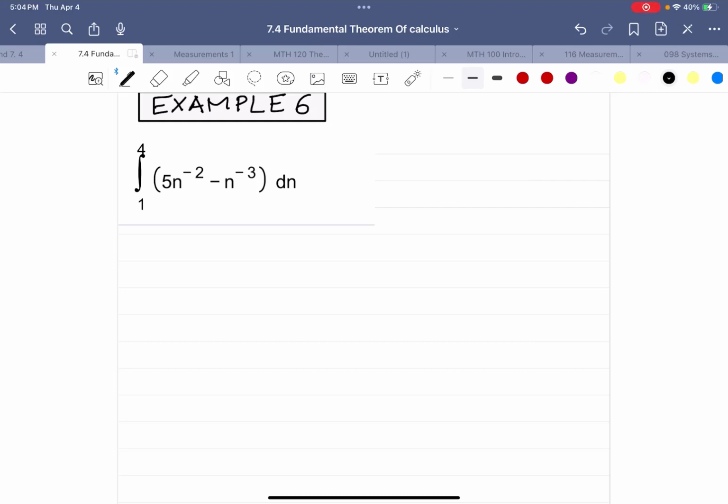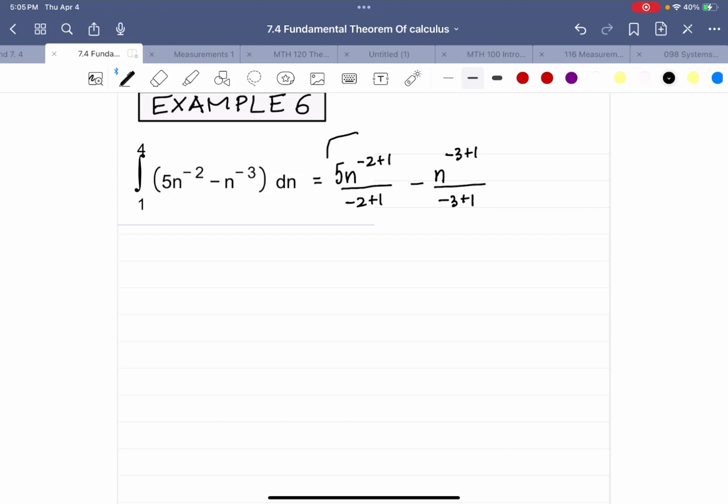Example 6. We're going to evaluate the definite integral from 1 to 4 of 5n to the negative 2 minus n to the negative 3 dn. Because these exponents are not negative ones, I can use the power rule on this. So 5n to the negative 2 plus 1 divided by negative 2 plus 1, minus n to the negative 3 plus 1 divided by negative 3 plus 1.